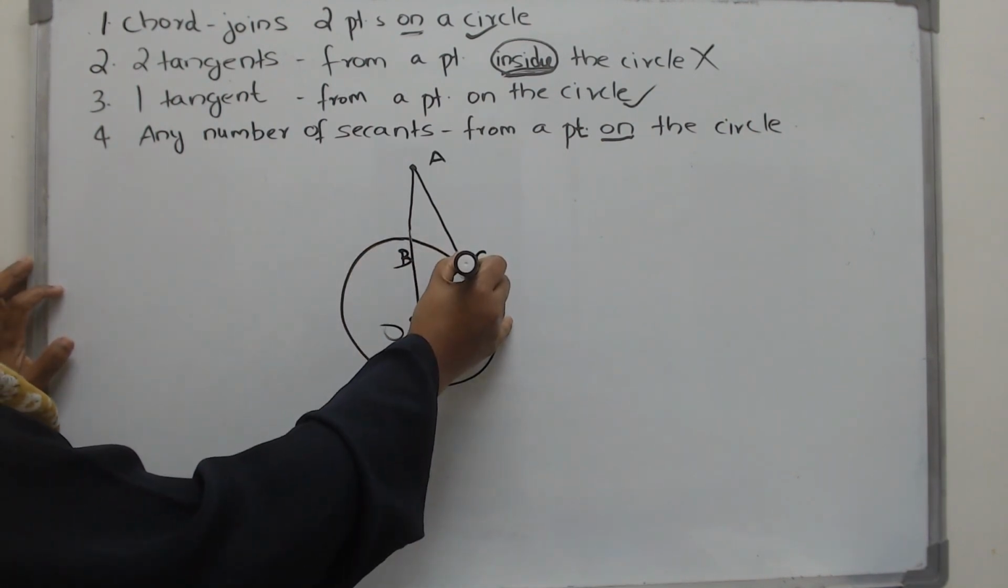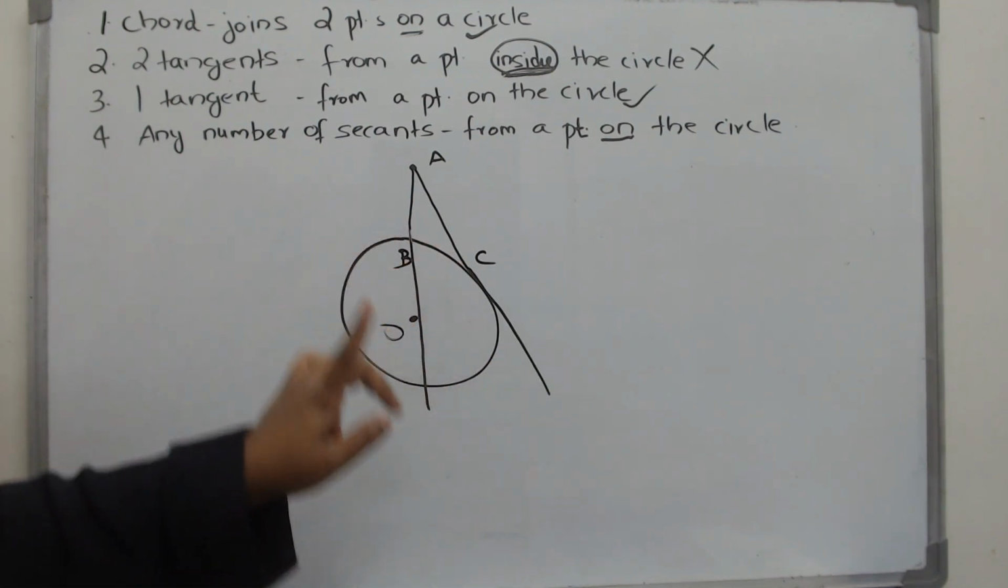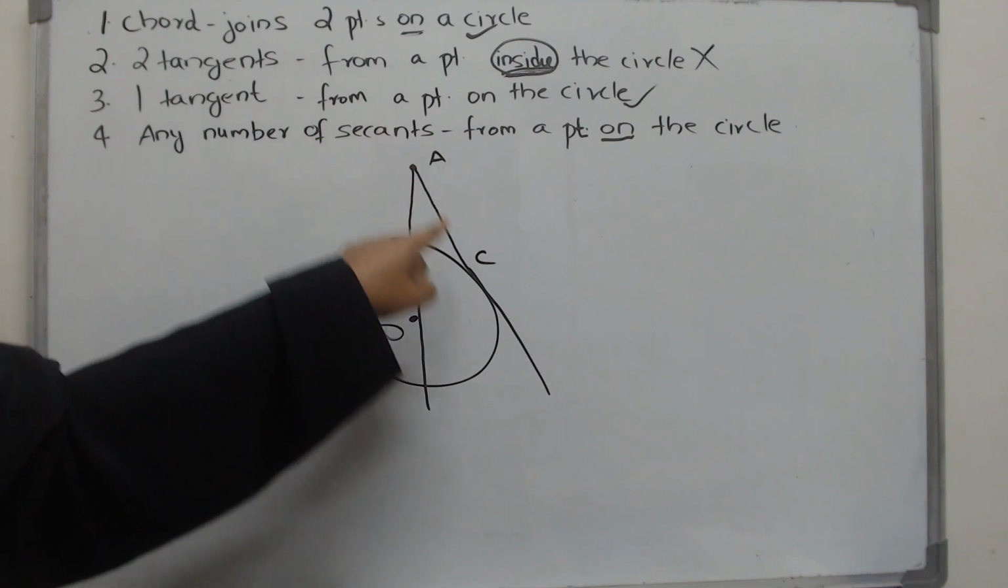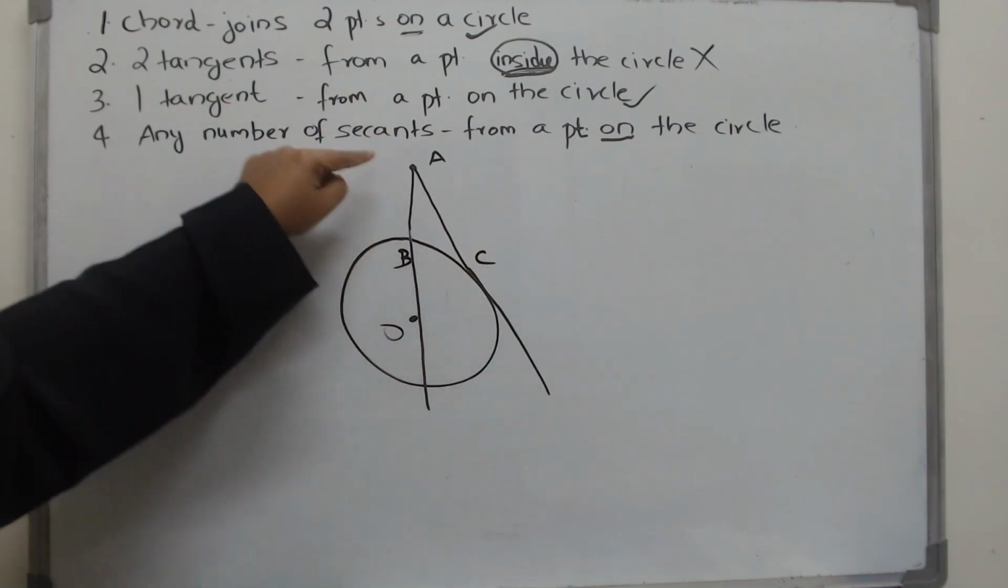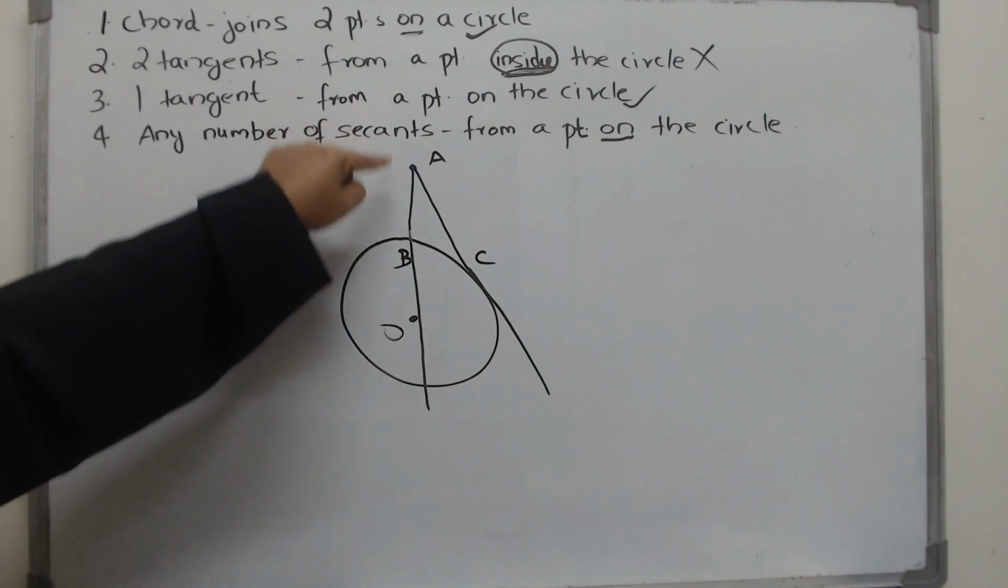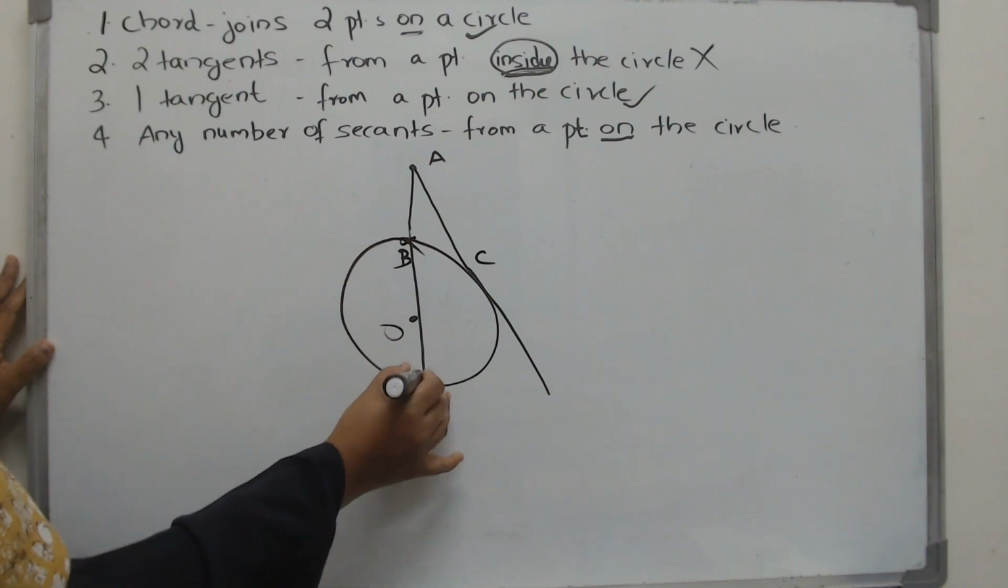A tangent, even when extended, will touch the circle only at 1 point. However much you extend it, it will touch only at 1 point. But secant, do you see that? Once you have extended, it touches the circle at 2 points. 1 here and 1 here.